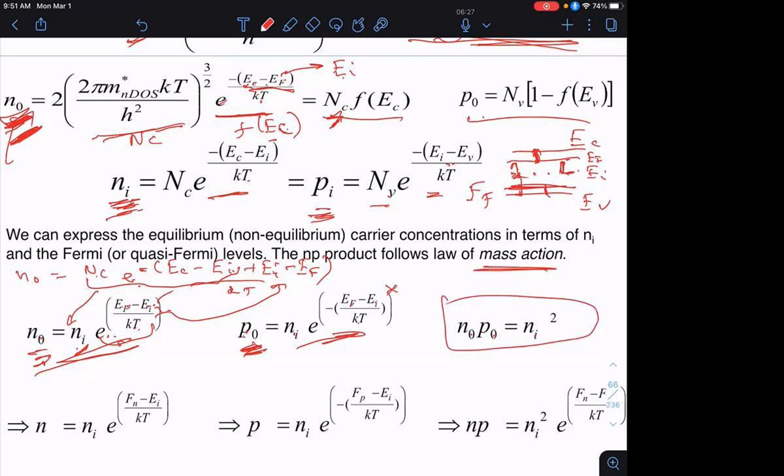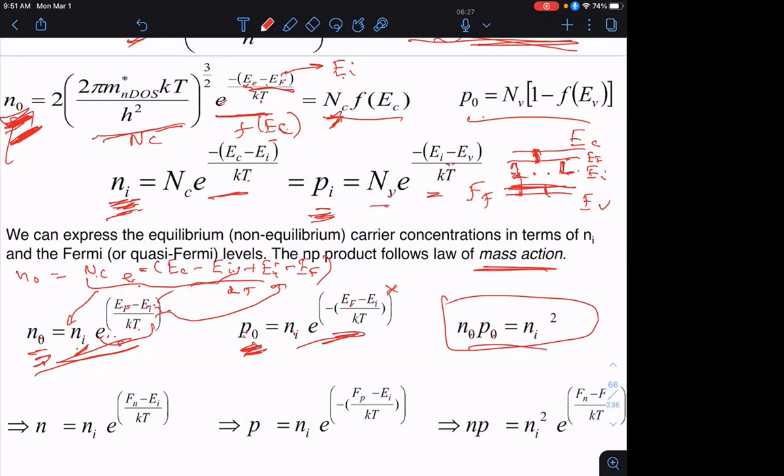And it's known as the law of mass action because it turns out in chemistry, you have similar expressions. When you react different components, the concentrations of the constituents have a very similar chemical expression. So that's why this is known as the law of mass action.